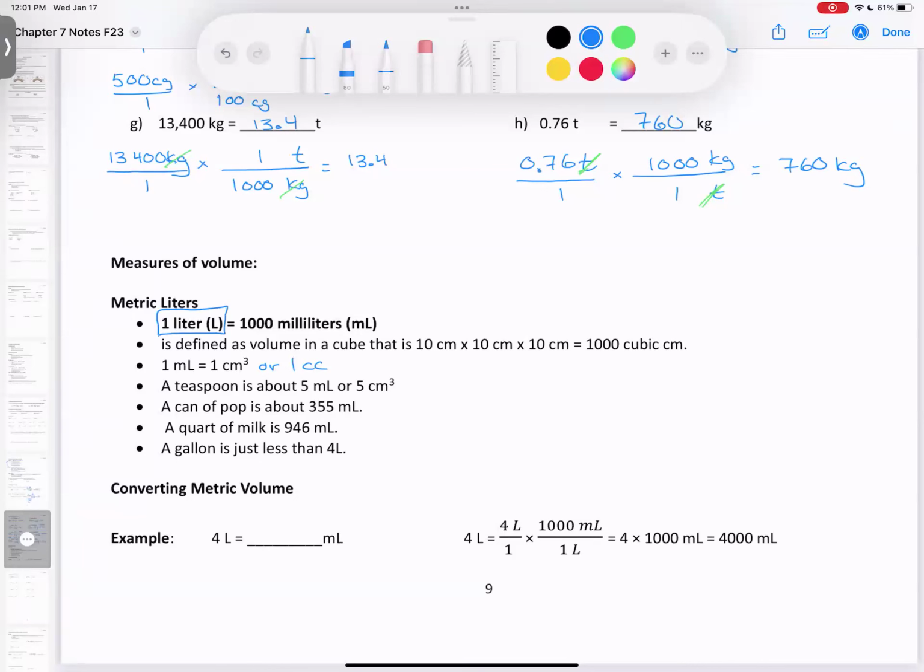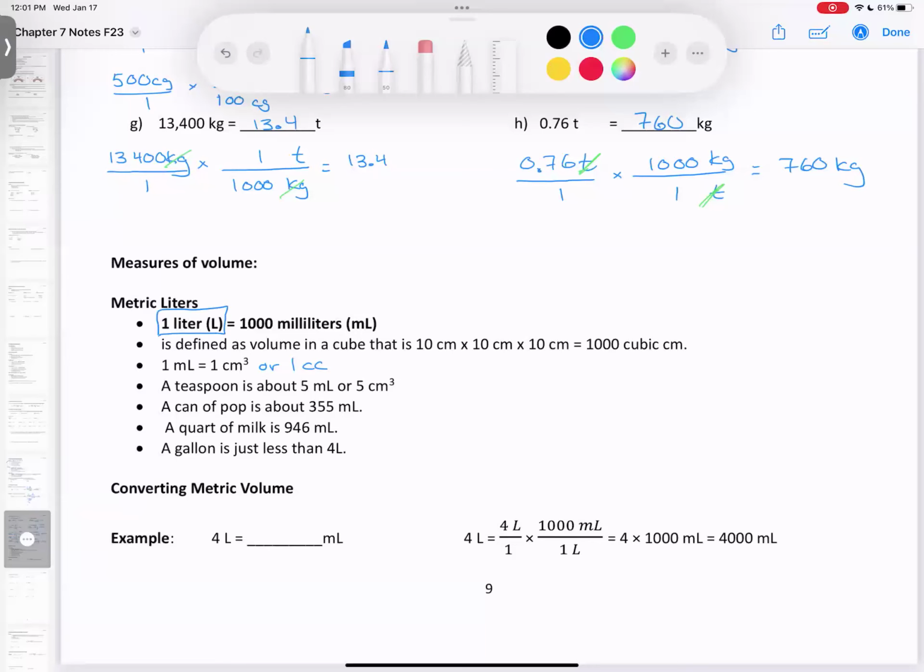A can of pop is about 355 milliliters. A quart of milk, which is the small kind of plastic jug or cardboard jug, is 946 milliliters. So quart is an imperial measure. And gallon, also an imperial measure. So the big jug of milk is just less than 4 liters.